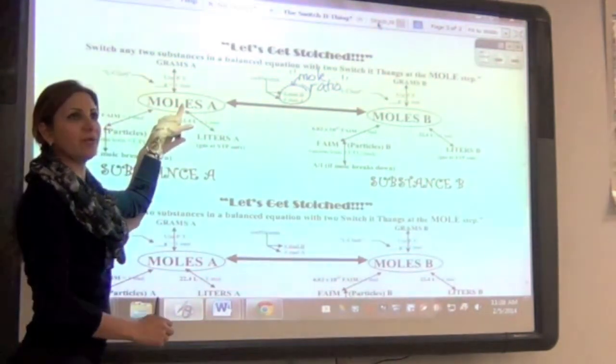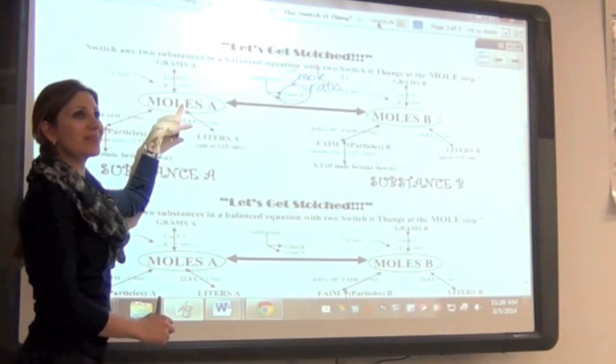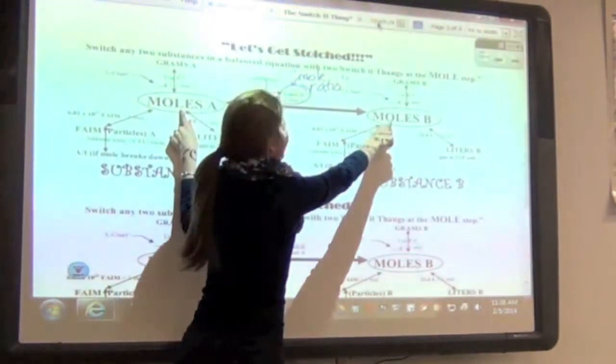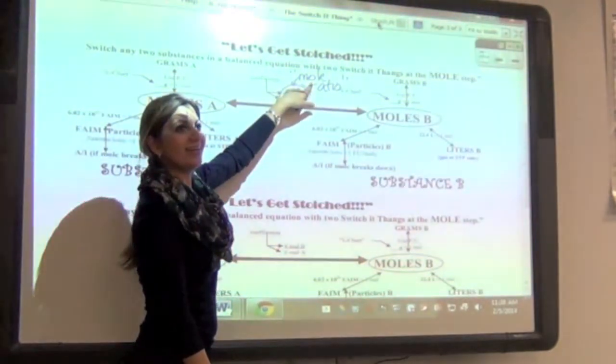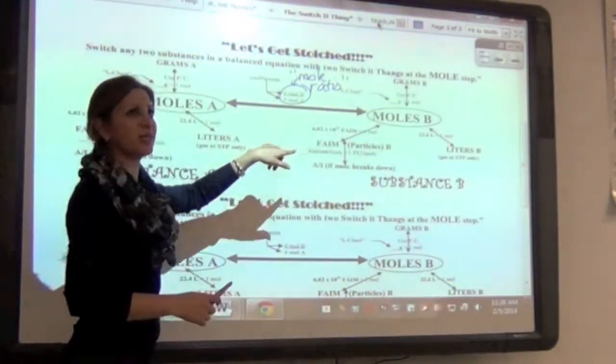So we're starting here. Where do you think we need to go? To mole B. Perfect. Right across the moles of B. And then just say, what is it that we're going to use to get there? Mole ratio. The mole ratio. Awesome. That's what we're going to use.